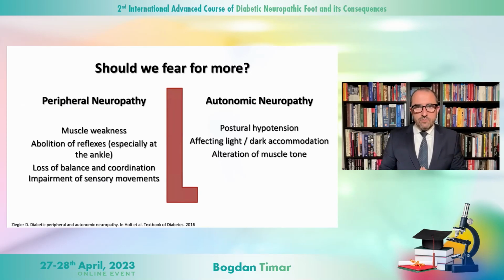However, we thought that we should fear more regarding diabetic neuropathy, and now I'm going to talk about some of the complications of diabetic neuropathy we've researched here in our diabetes center in Timișoara. We hypothesize that, mediated by peripheral neuropathy, which may lead to muscle weakness, abolition of reflexes, loss of balance and coordination, and impairment of sensory movements, as well as by components of autonomic neuropathy like postural hypotension, light to dark accommodation, visual accommodation, or impairment of muscle tone, we might have some impact on the gait and the balance of our patients.